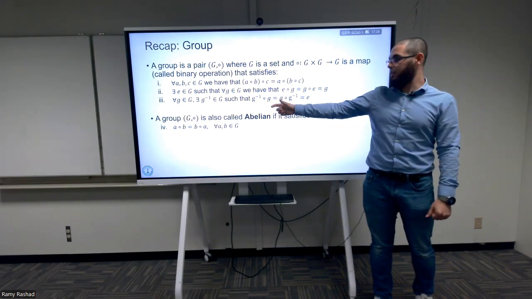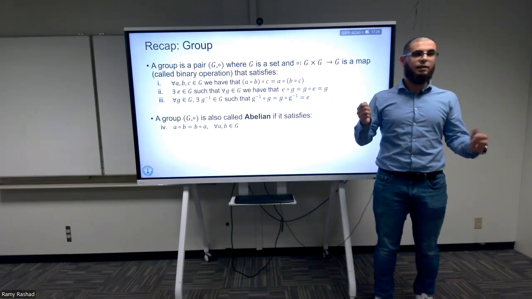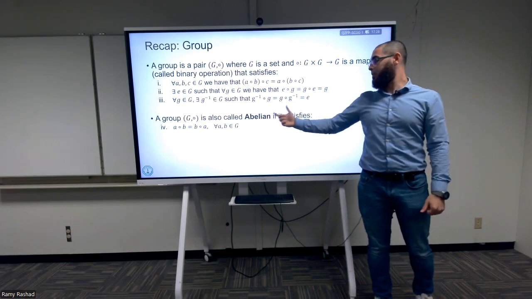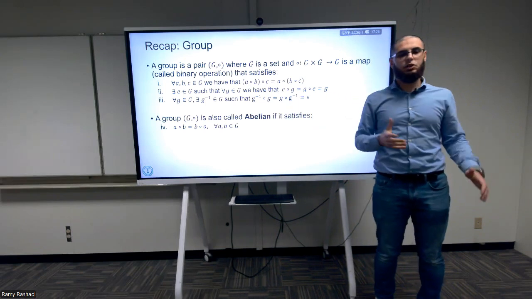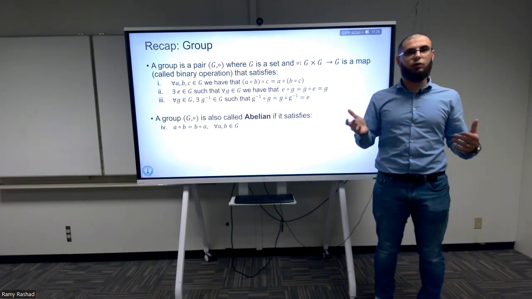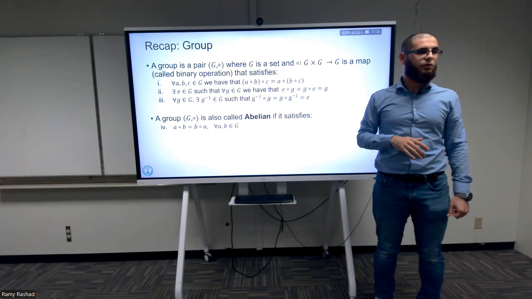And we gave some examples of that, and then we said that if there's a fourth condition on this pair of a set and the operation, we call this abelian if we have this commutative property. And sometimes this is just called a commutative group. Okay, so commutative group and abelian group are two names for the same thing.